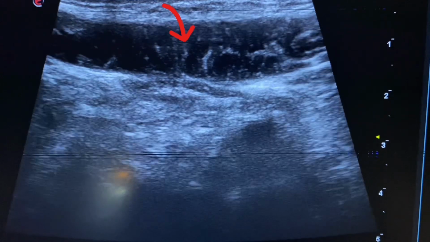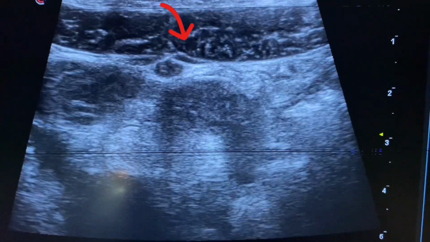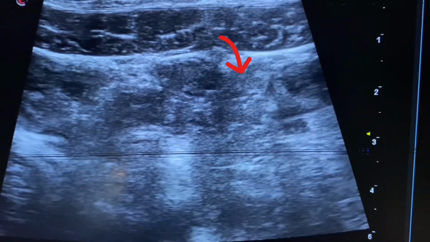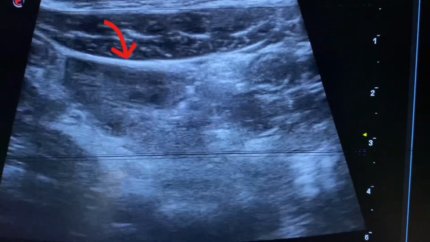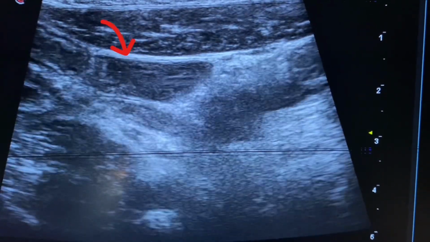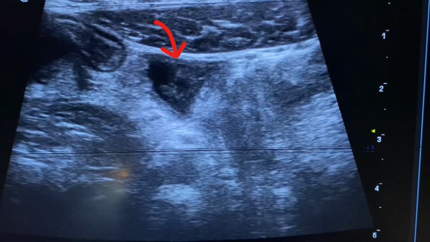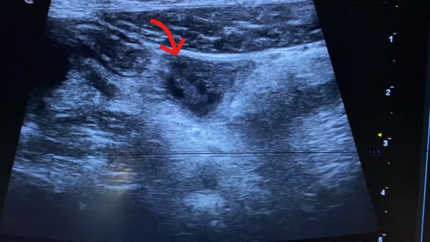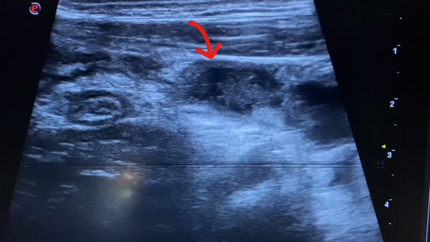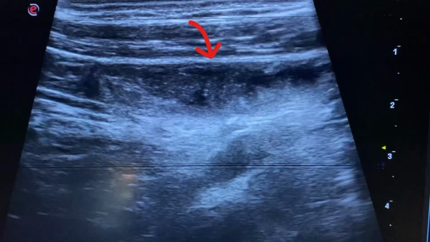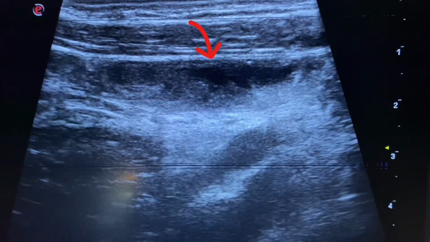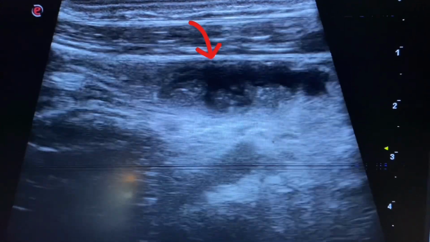Now we start scanning the pelvis. Here we see the gut loops. The gut loops are prominent here and containing fluid and food particles. Now we continue sliding to the right iliac region to follow the gut loop.